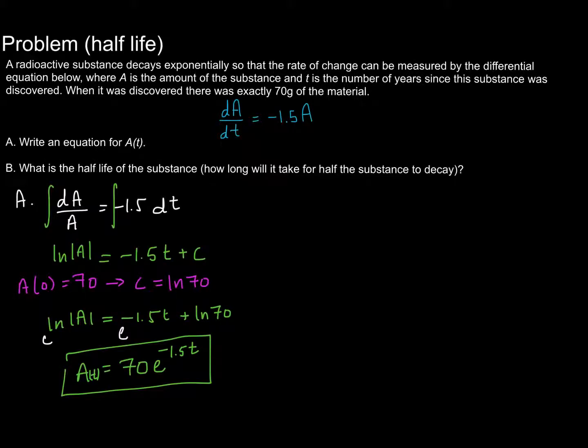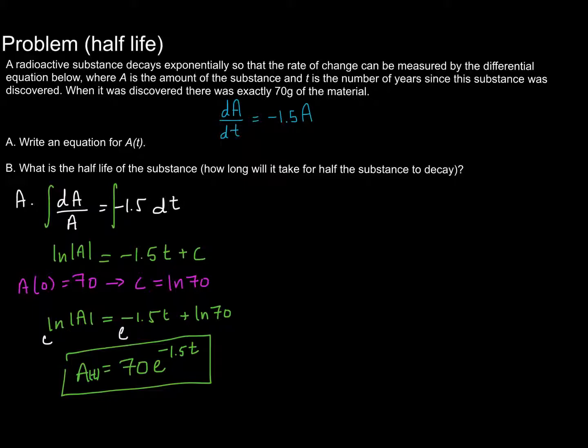Alright, so here is the particular solution, A of t. Separate my variables, anti-differentiate both sides, solve for c, ln 70. Then I'm going to raise e to the power of each side. That gives me A of t is equal to 70 times e to the negative 1.5t.